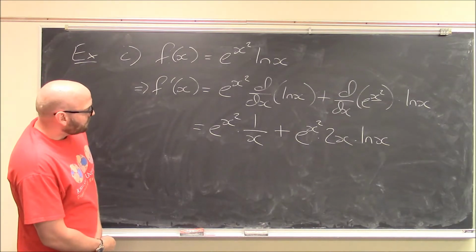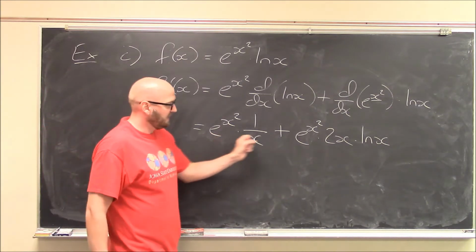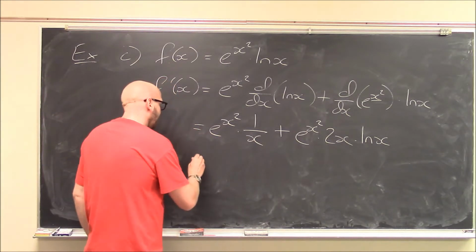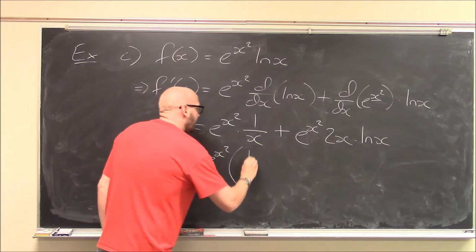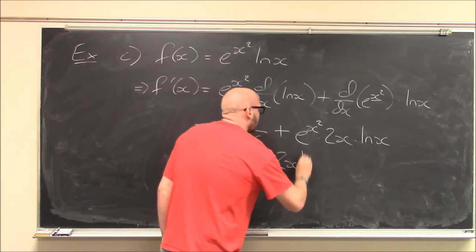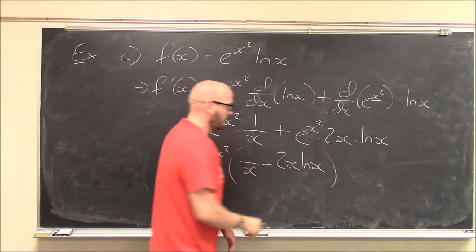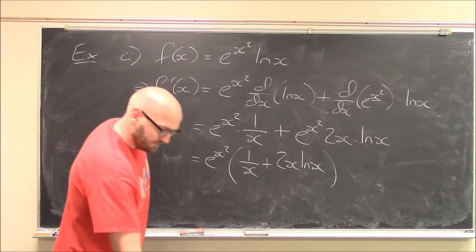So I can clean this up and make this look prettier. And also I'm tempted, since I've got e to the x squared common to both of them, let's factor that out. So e to the x squared times 1 over x plus 2x ln of x. There's our derivative.